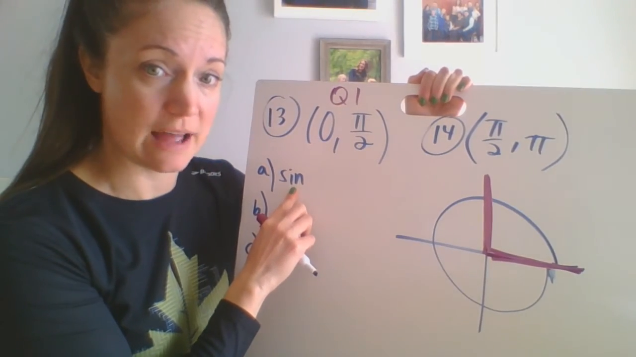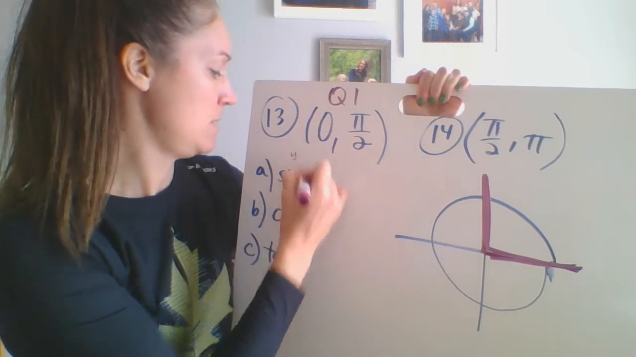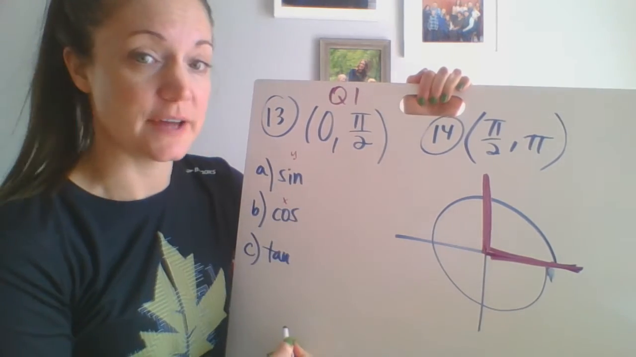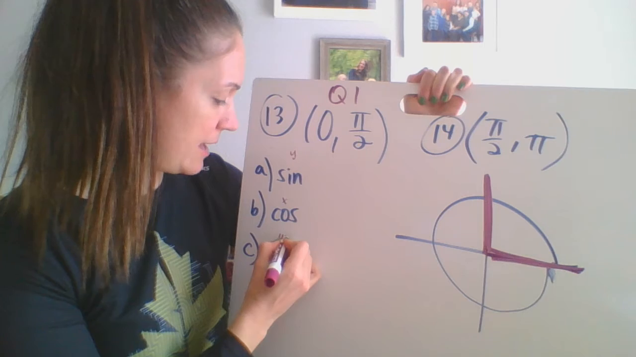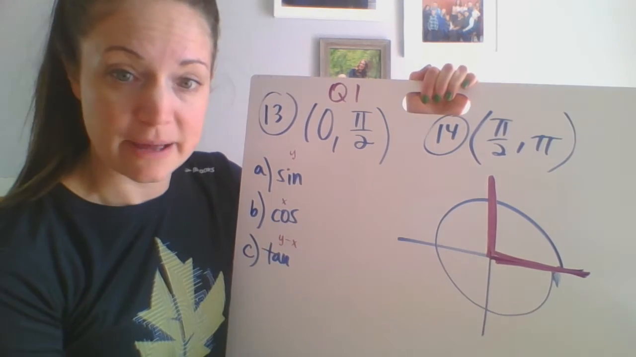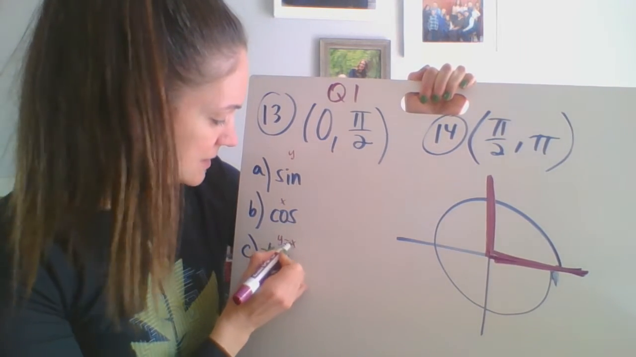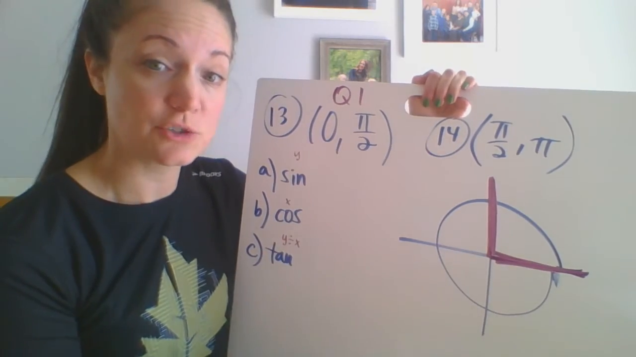Sine, remember, is your y value. Cosine is your x value. Tangent is your y divided by your x value. I don't know if you can see that. It says divide right there. So here's what I'm thinking.